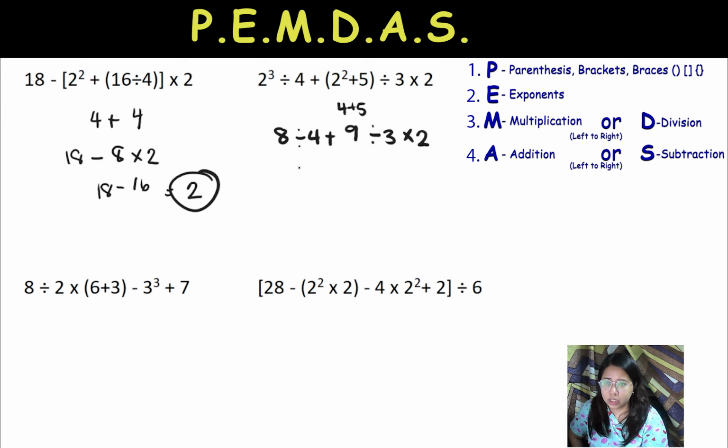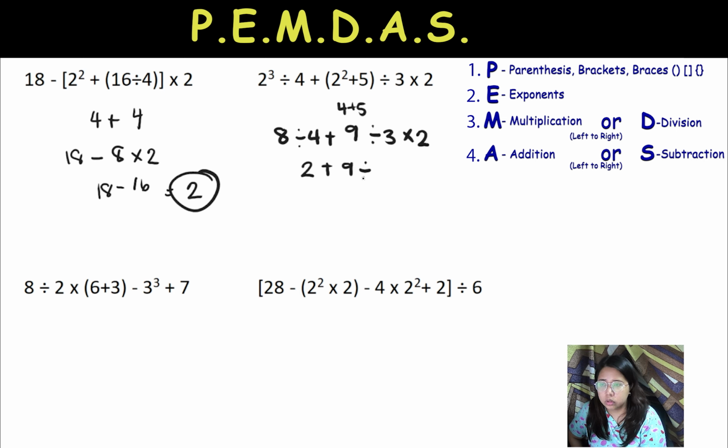Okay. So according to PEMDAS, ang susunod sa exponents is multiplication or division. Okay, so pwedeng magkapalit yung dalawang yon, either multiplication or division, whichever comes first. Okay, and we will be solving from left to right. So dito sa equation natin, nauna yung division. Okay, so division muna yung solve natin. Okay, so 8 divided by 4, that is 2. Tapos, kopyahin natin the rest of our equation.